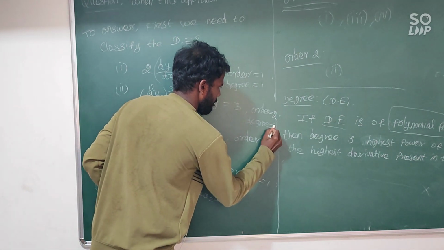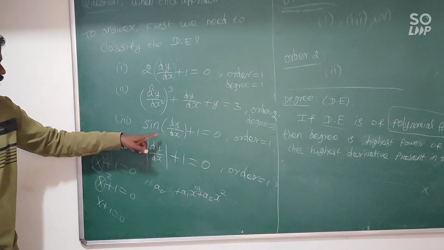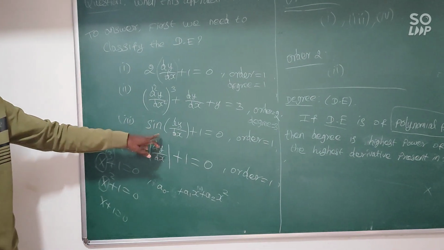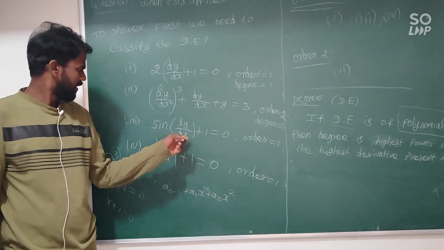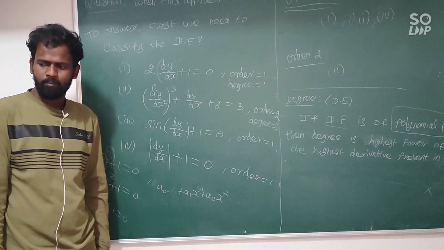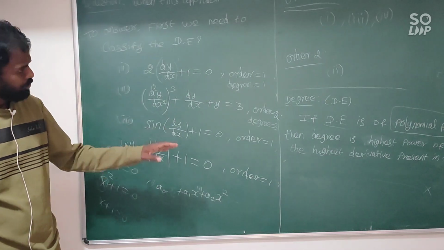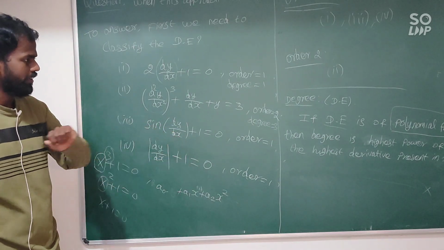Okay, now go to here and find what is the degree over here. What is the degree? 1. Why is it 1? First you need to follow the definition, then you have to find this one.